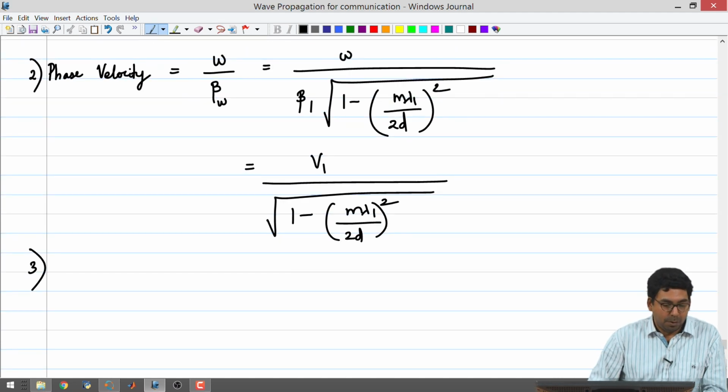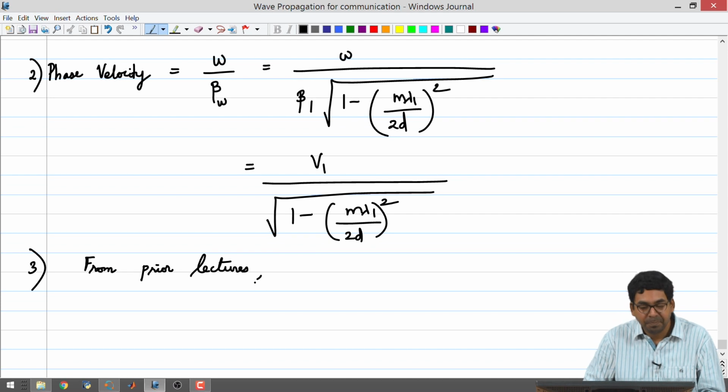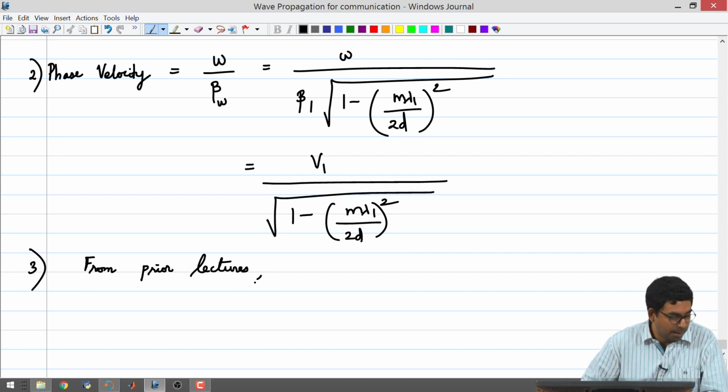Okay. Now, from the previous lectures, I have also written down an expression for cutoff wavelength, and then I also wrote down an expression for cutoff frequency. I said that in order for your wave to have a propagation constant that is real through your waveguide, you need it to be at a frequency higher than the cutoff frequency or a wavelength that is lower than the cutoff wavelength. And we had written the expressions in the prior classes.